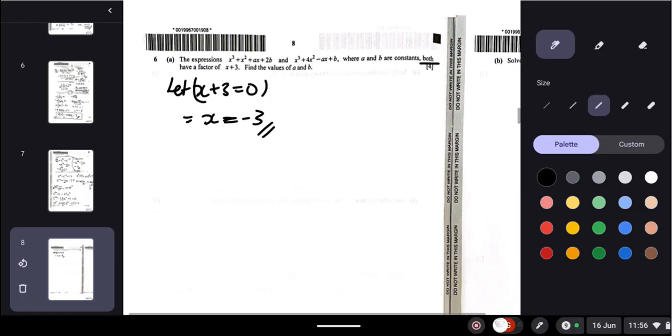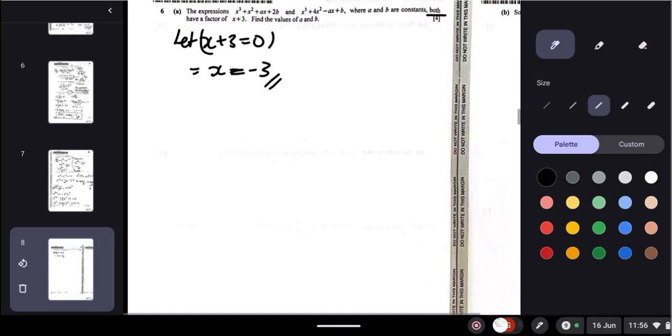Now let me do it. You can pause the video here to do it yourself and see if you get it correct. So I'll do this. This is for the first equation, by the way.